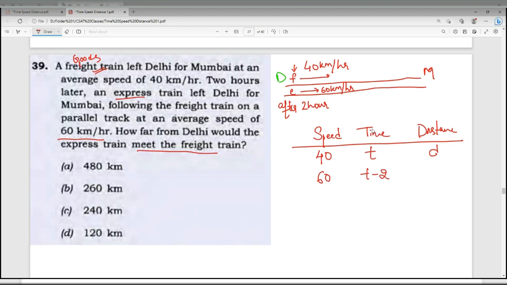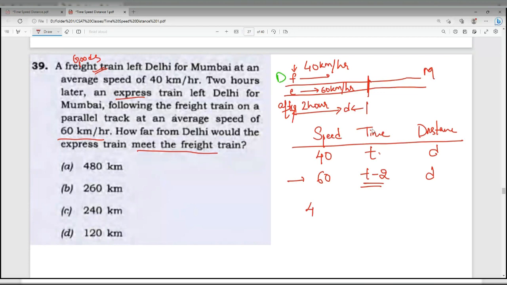So this express train has left 2 hours later. So when they meet, this would have taken only t minus 2 hours to reach the point. For example, let this be a point, where this is from Delhi. Let this be D. To reach this point, this would have taken t minus 2 and this has taken t. This distance is the same. They meet at the same point, so we equate this.